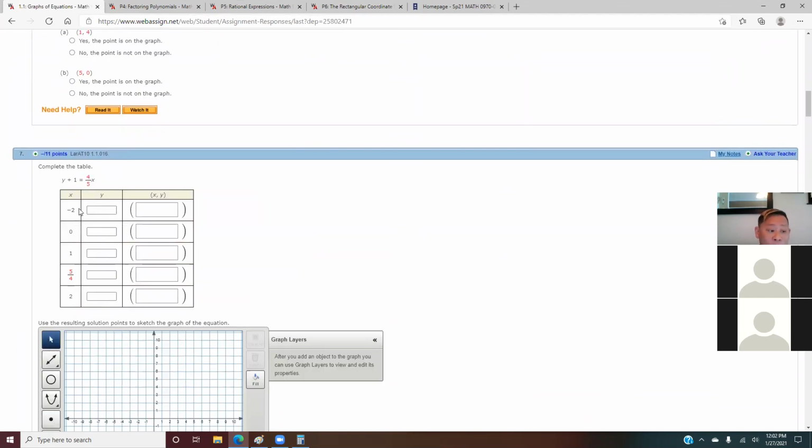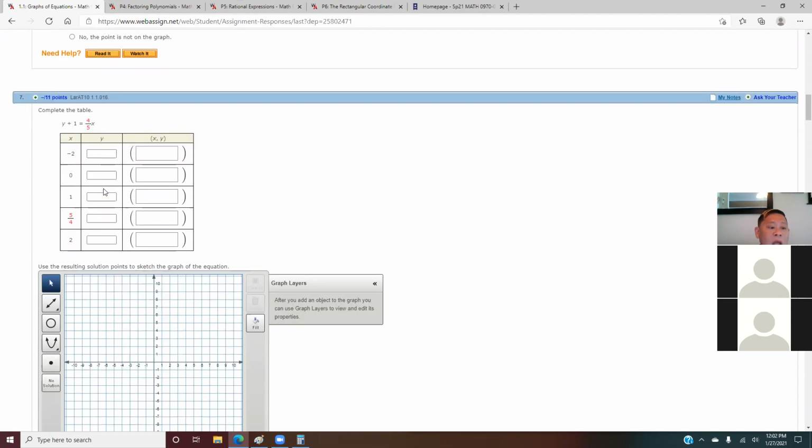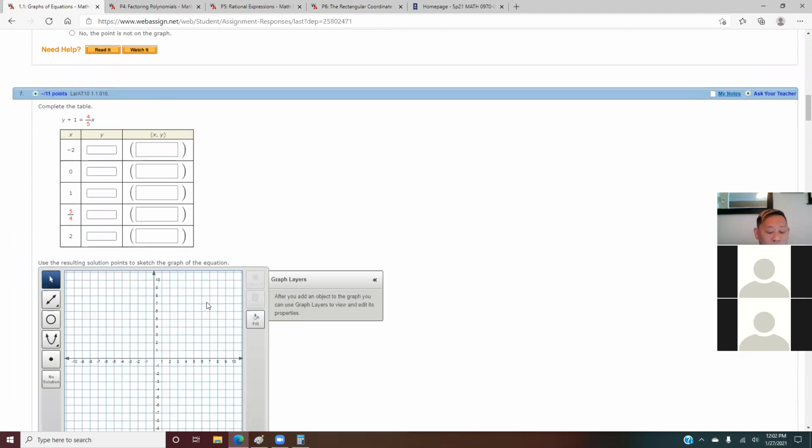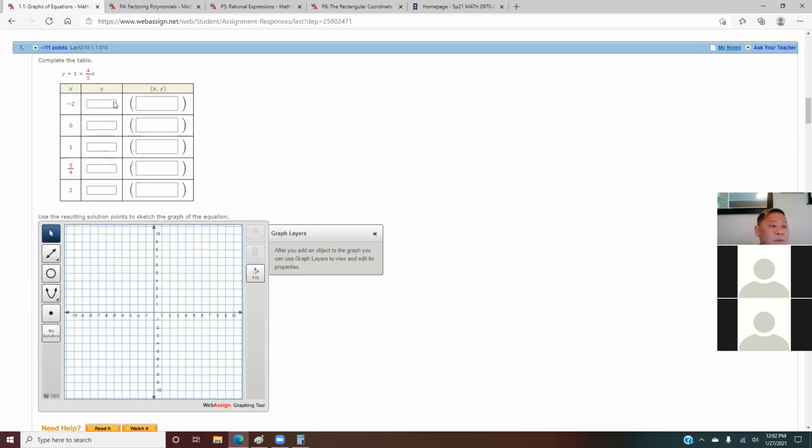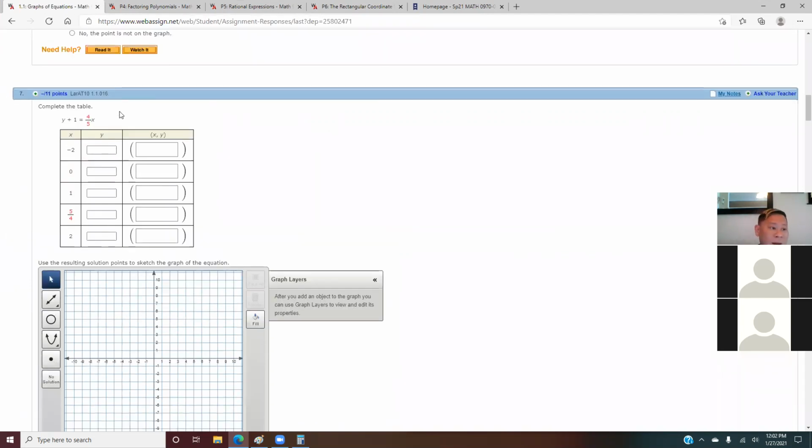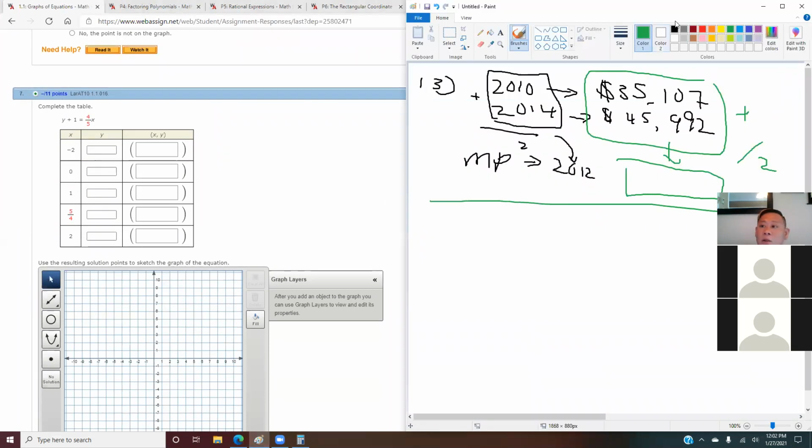In order for us to graph equations, you just need to plug in your x in here, and then draw a graph. I showed you how you draw a graph. This is for chapter 1 here. So what you do here is you figure out what your coordinates are. So you plug -2 in here. You get y plus 1 equals 4/5 times -2. This -2 is over 1.